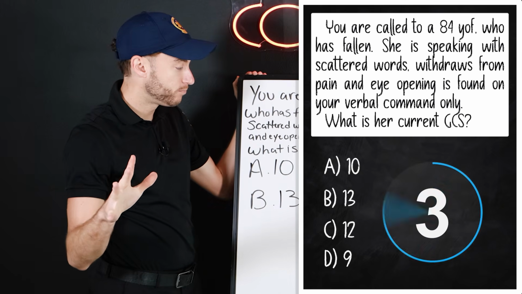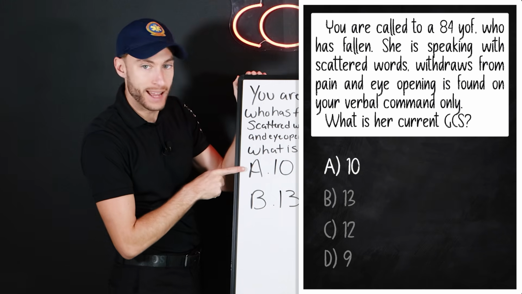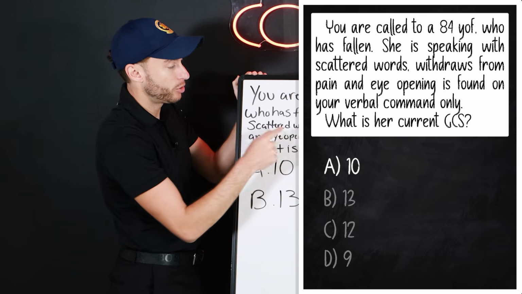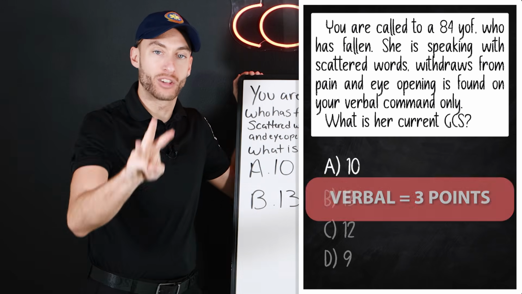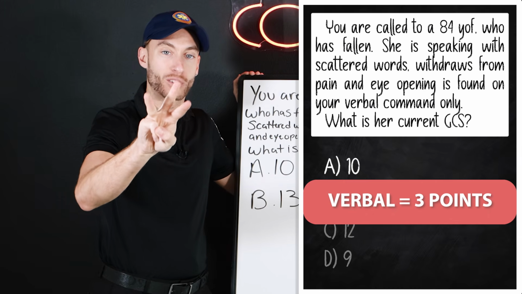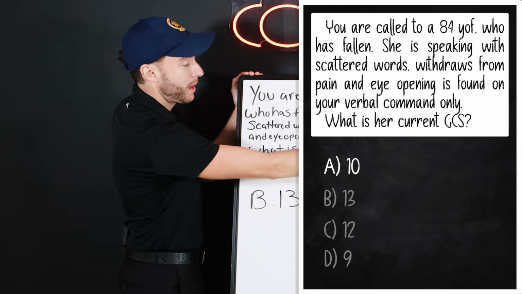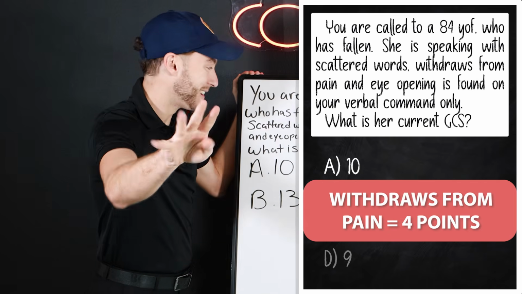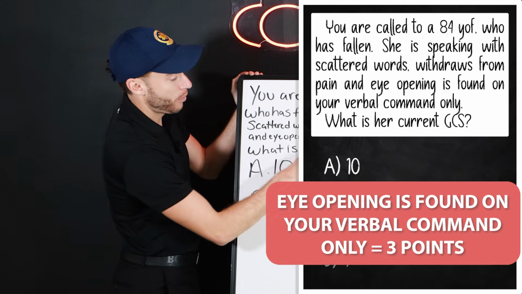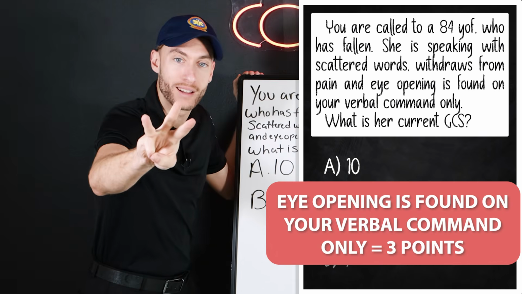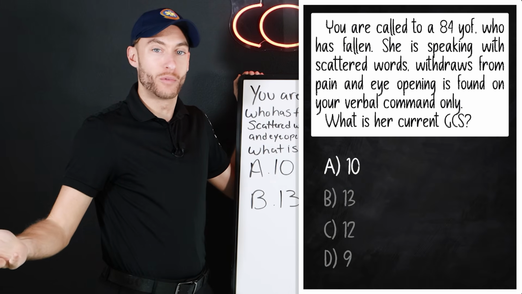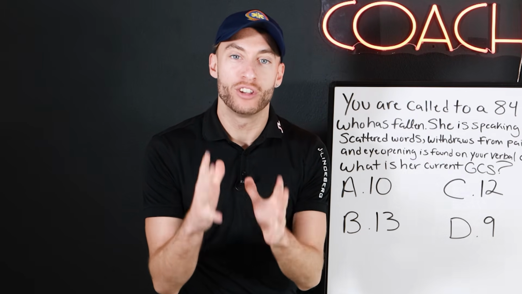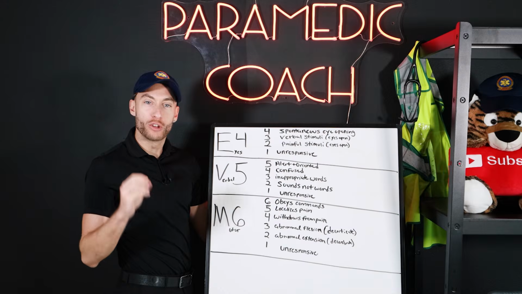And the answer is, here's why, it is A, 10. Now, she is speaking with scattered words, inappropriate words, meaning that's 3 points. That's the verbal. Withdraws from pain is the motor. That's going to be 4, okay? Now, eye opening on verbal command, that is a 3. 6 and 4, we got 10. There's 10. Now I want to show you how to never forget GCS ever again.